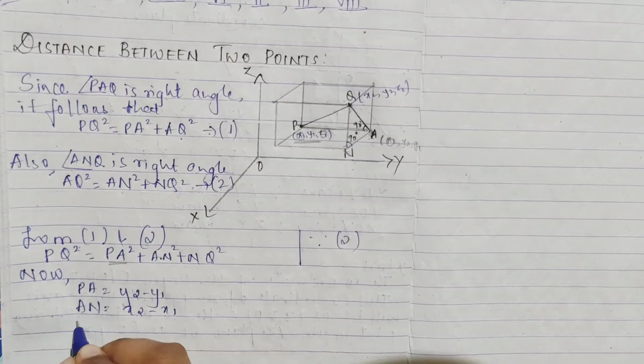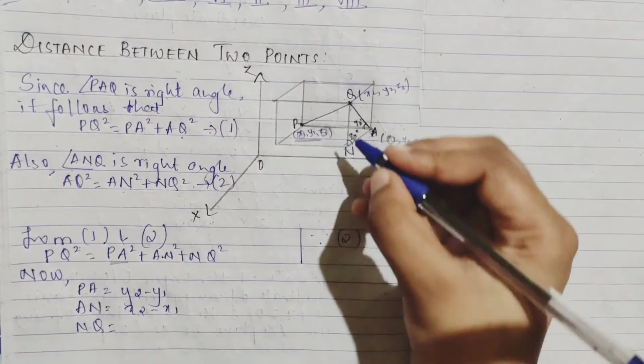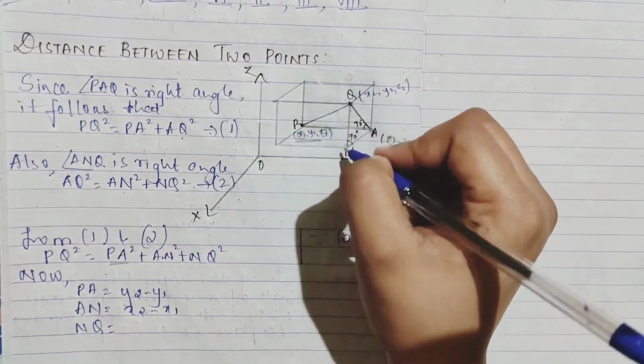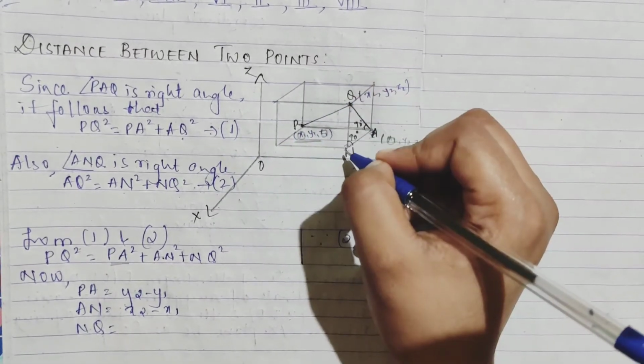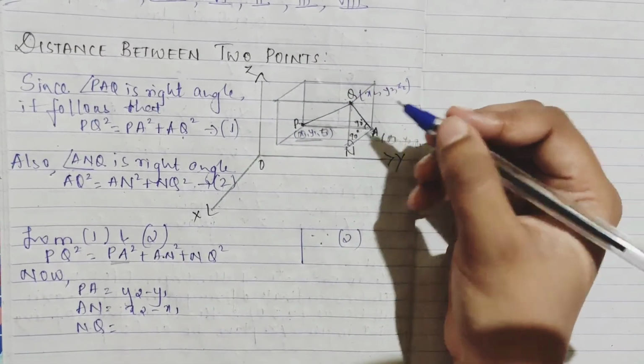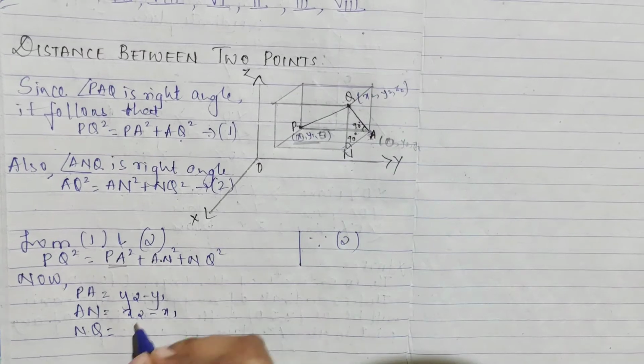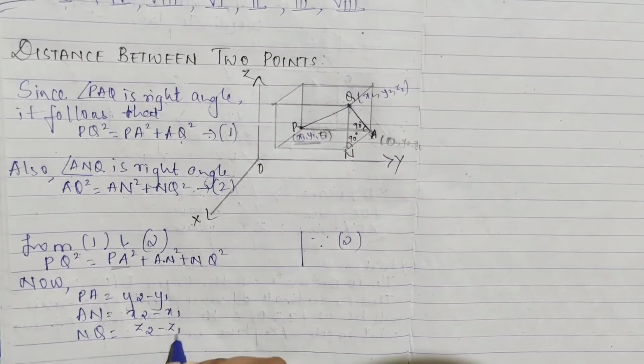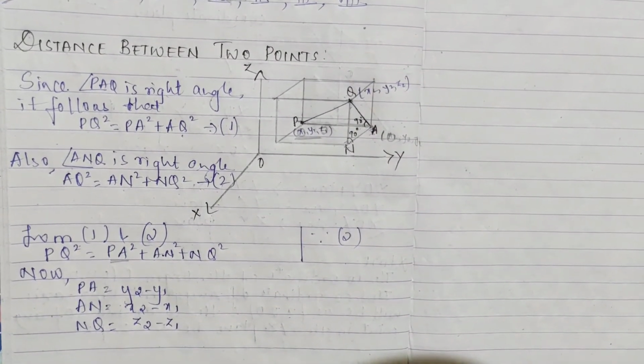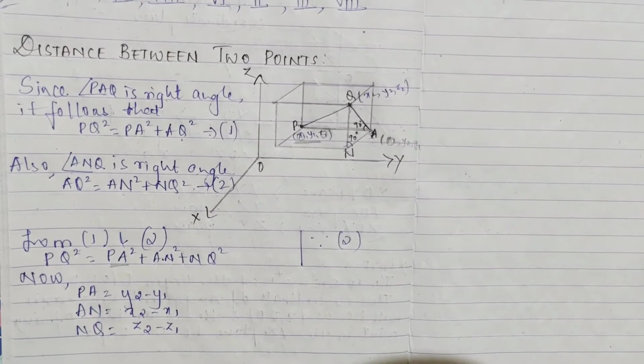Then comes your NQ. NQ is on your z axis, parallel to your z axis. So your x and y will be 0, only you will be having z1 z2. So this will be z2 minus z1. I hope I am clear what I am telling you and you are understanding.